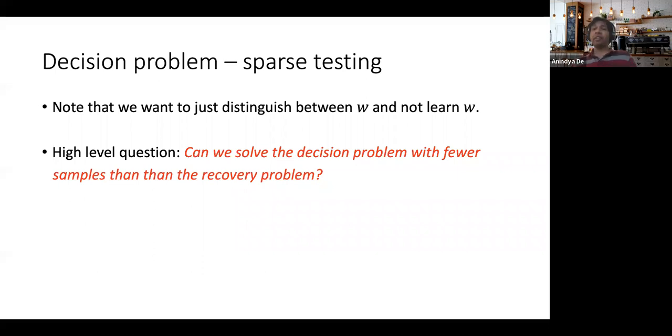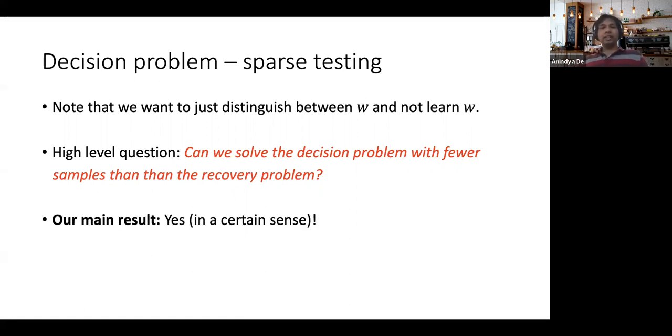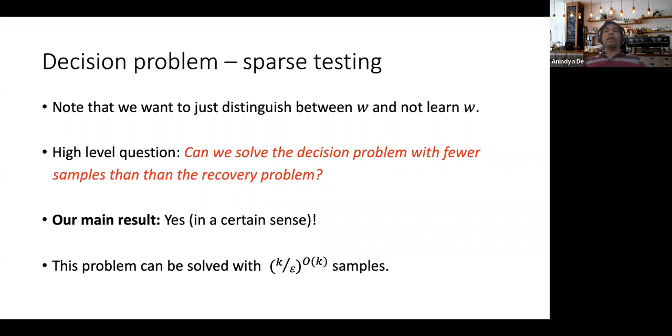So yeah, the high level question I'm just asking is, can we do asymptotically faster than k log n? Is there some sense in which we can do faster? And our main result is that the answer is yes, in a certain sense. I'll say what that certain sense is right now. Namely, at least for the problem I just described over the hypercube, we will solve it with (k/epsilon)^k samples. Now it actually looks quite bad in k, right? I mean, it's exponential in k.